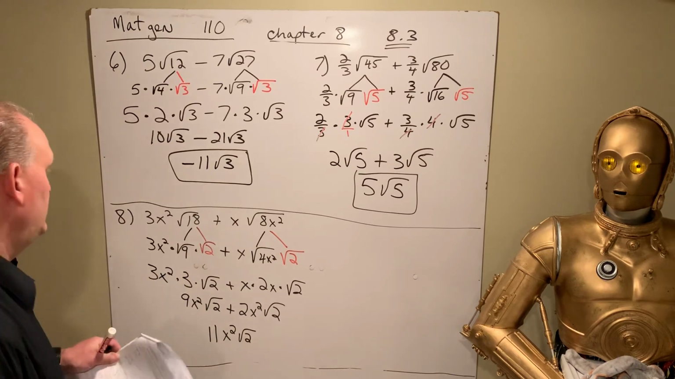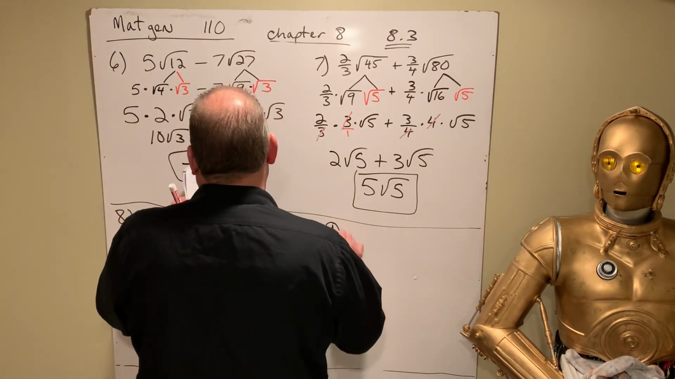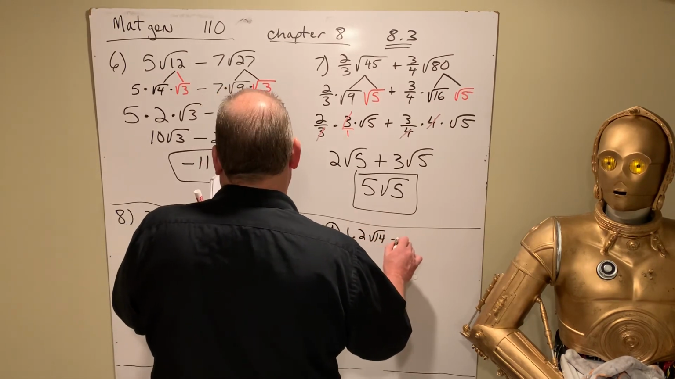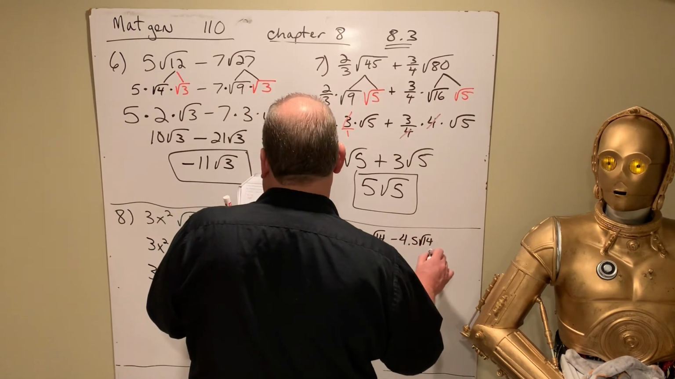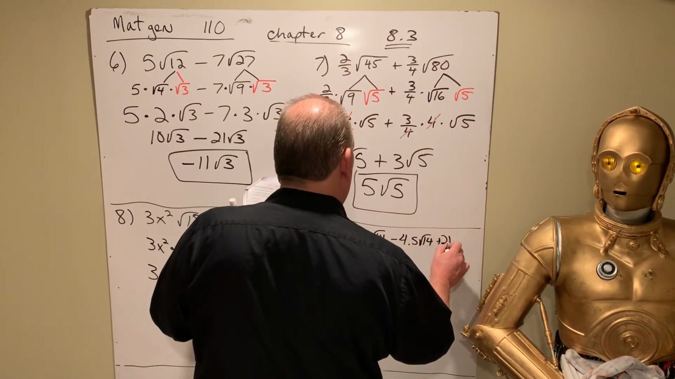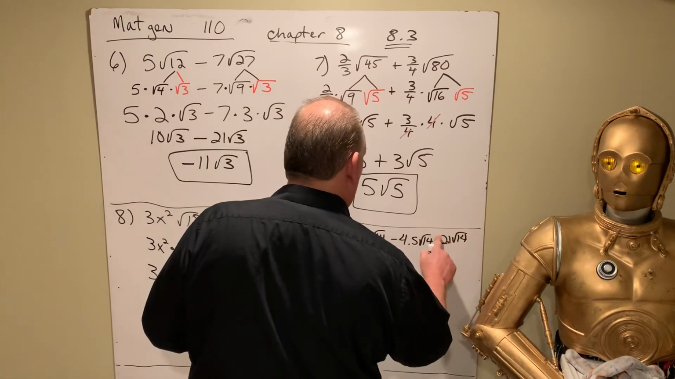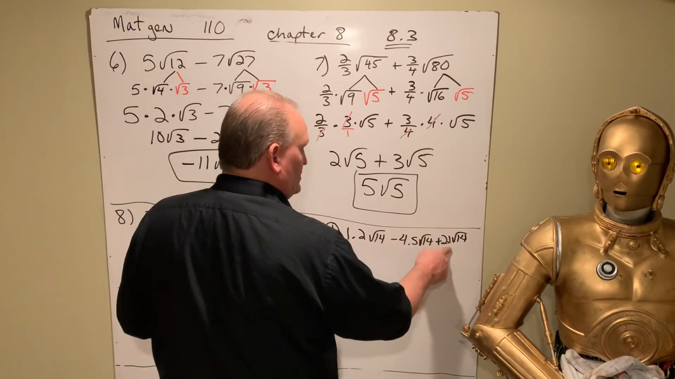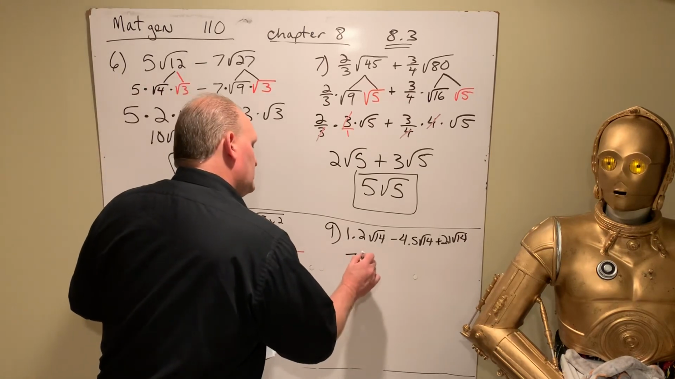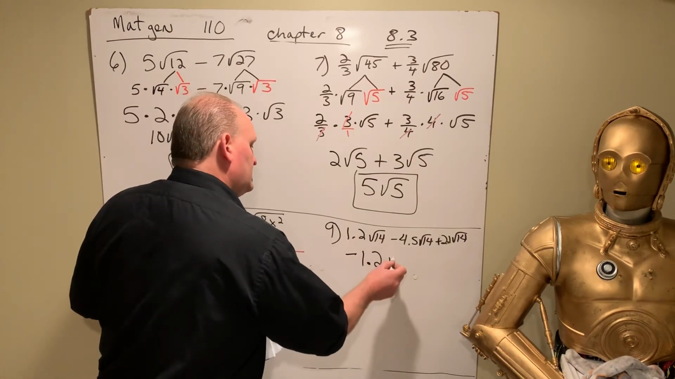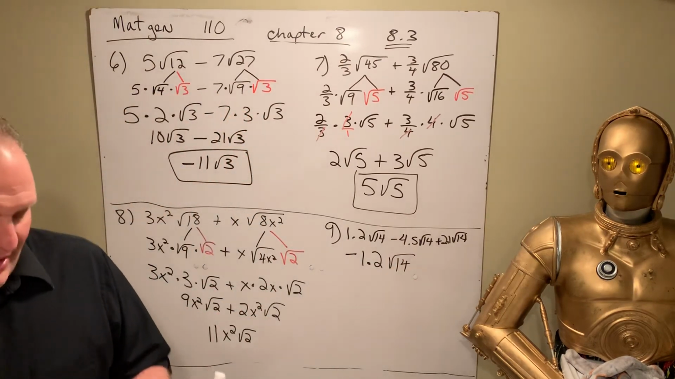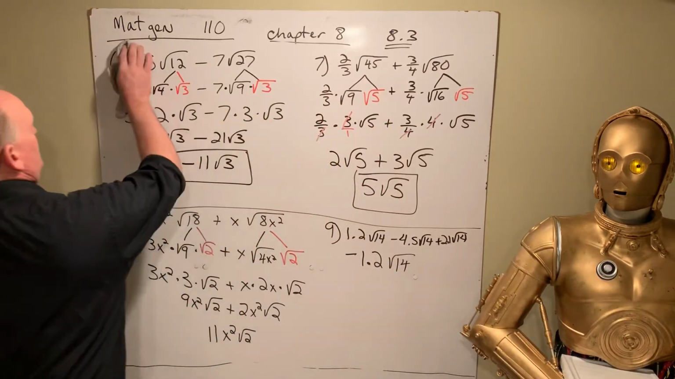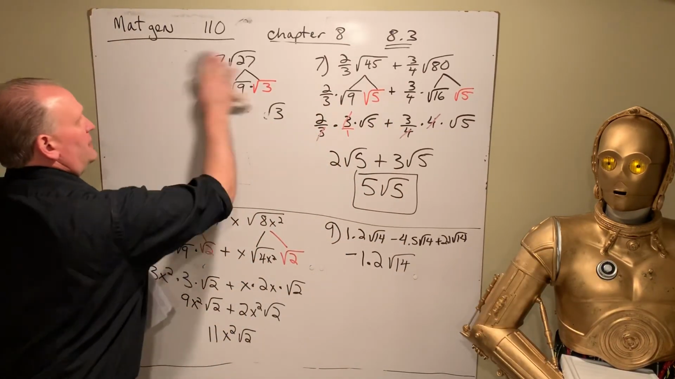All right. And then number 9, we can squeak in. Number 9 is pretty easy because it's all square roots of 14 already. 1.2 square root of 14 minus 4.5 square root of 14 plus 2.1 square root of 14. And so all you're doing is 1.2 minus 4.5 plus 2.1. You click that into your calculator, hit enter, it'll kick out negative 1.2, and then just tack on the square root of 14. So that was really just a calculator problem. Let's do the next two on this page.